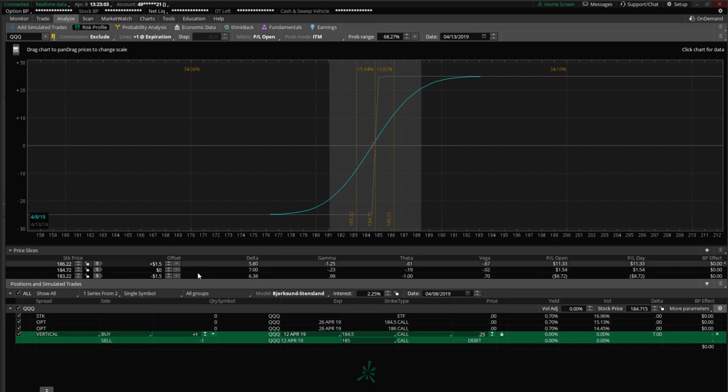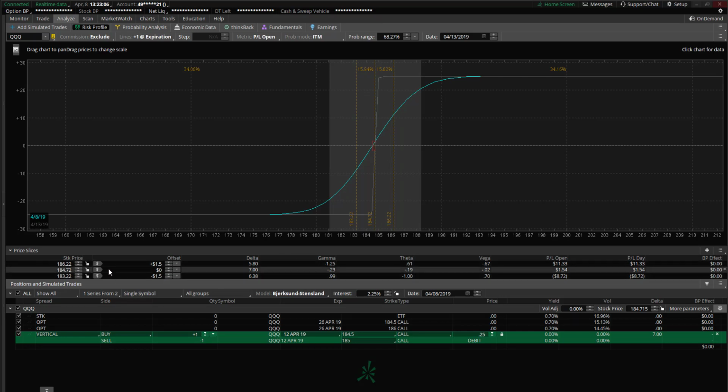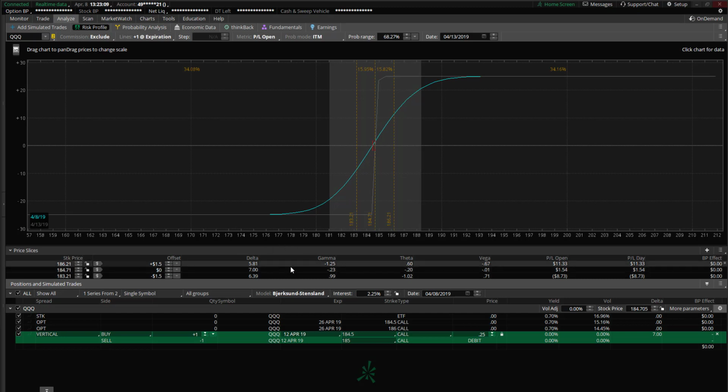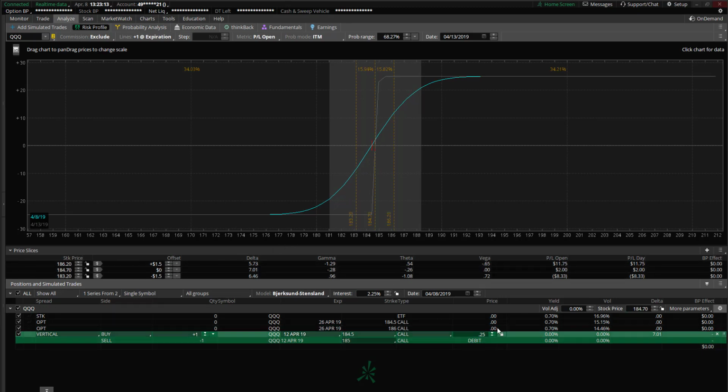So that's another great way that you can use these slices to help you identify how big of a move you might need before you see your profit target. Because this price slice is using and applying the Greeks to your position to help you calculate the profit and loss at this time. Now, this does not apply to any other day except for this day showing in this box here.